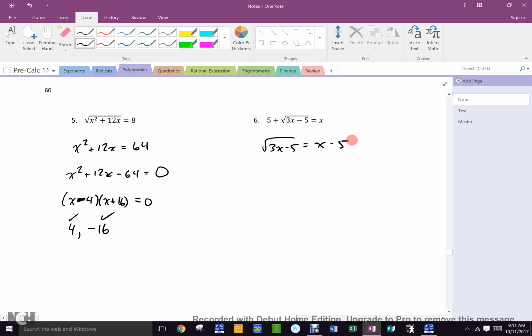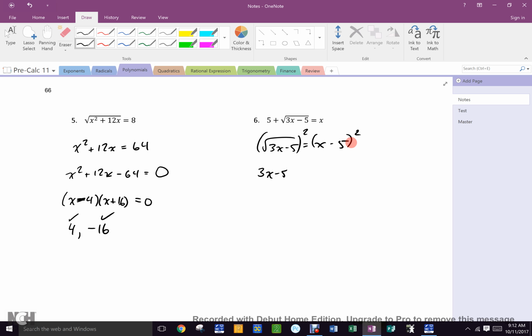Okay, is my radical isolated? So can I square now? And here's where you're going to make your mistake. When you square this, what are some of you going to forget to do, even though I've told you a million times? FOIL. Some of you are going to tell me that that is x squared plus 25. Some of you are going to do that on your test in a couple of days. Please don't be one of those some.